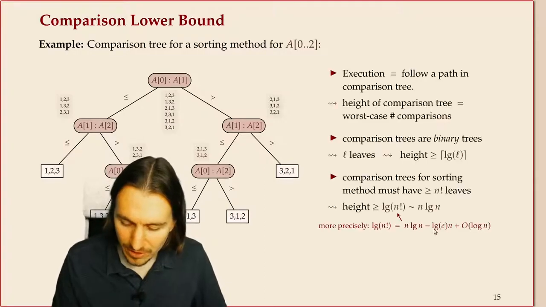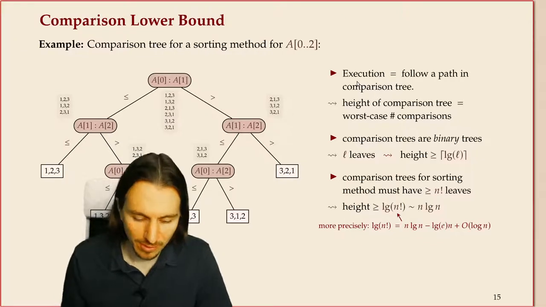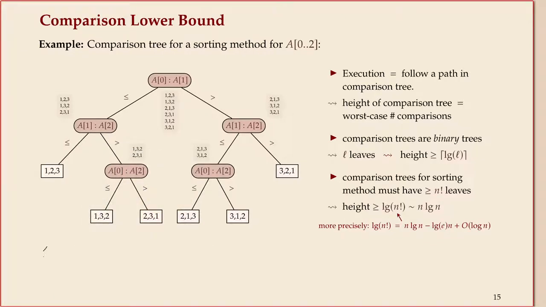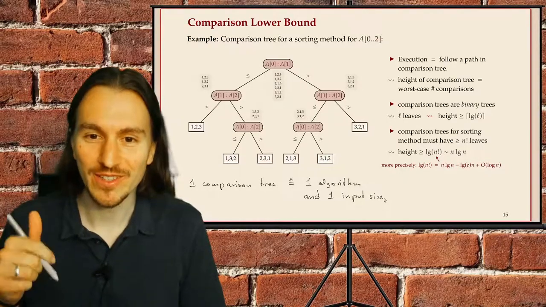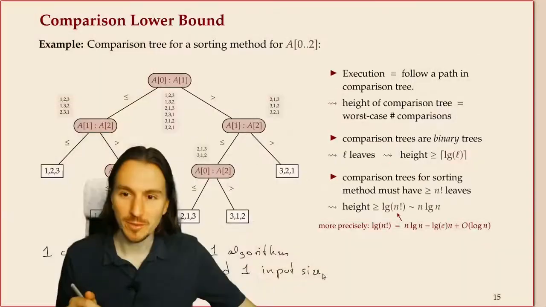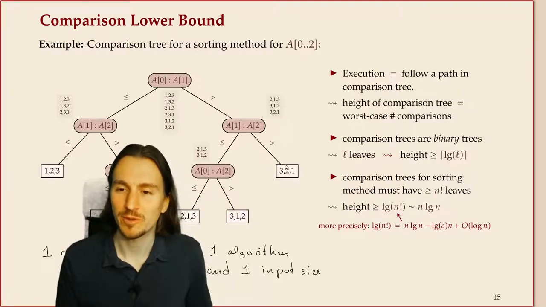Now, what can we say about these trees? If we execute the algorithm on a specific input, so maybe this is something to note here. One comparison tree corresponds to one algorithm and one input size, one n. All right. If I now were to execute this algorithm on an input of that size, I get a single execution. And that's what this is talking about. So one execution means following one path in this comparison tree.